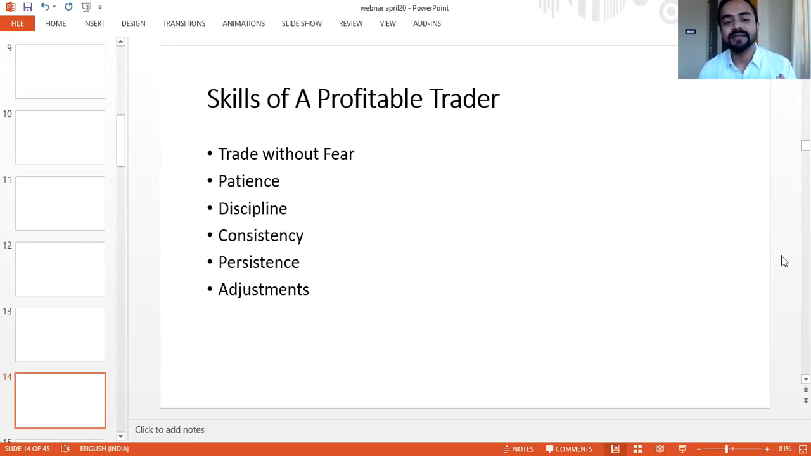This comes with practice. So keep practicing trading. Keep trading, keep trading, keep trading. And with experience, you will learn the skills which are necessary to become profitable. So these are the various skills which are necessary to become a profitable trader. If you develop the skills, no one can stop you from becoming a profitable trader.